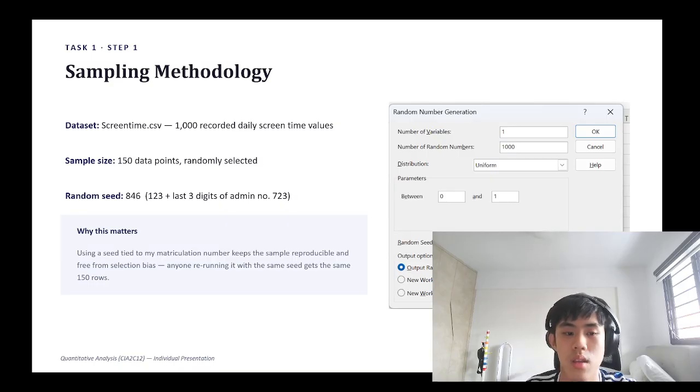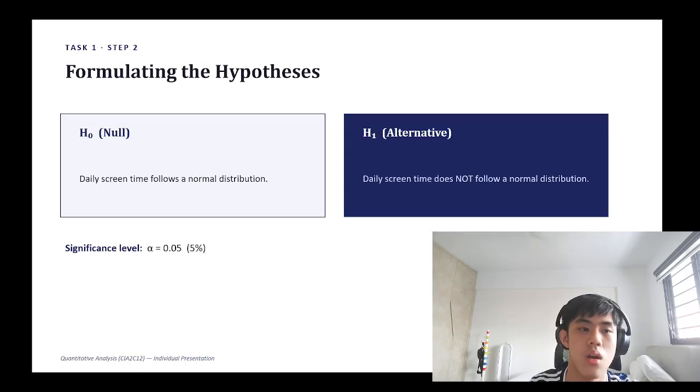After that, I added a filter and sorted all the numbers in sequential order from smallest to largest, and took the first 150 numbers along with the data sets.